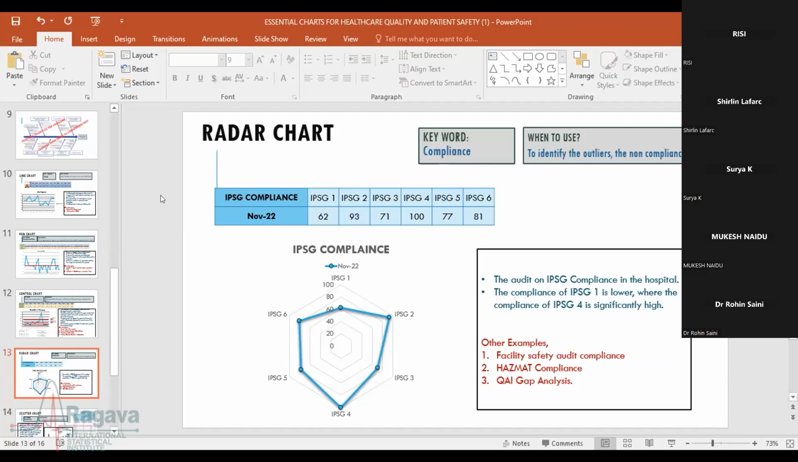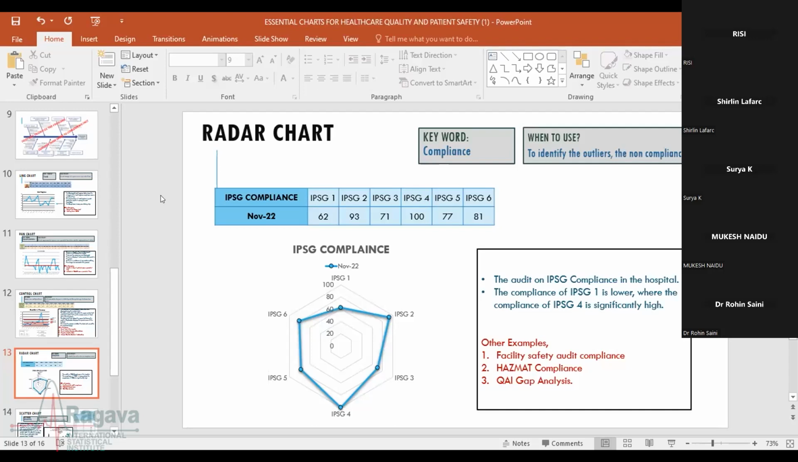Every month there is an IPSG compliance audit happening in an organization, and for a particular month, this is the compliance rate. The same is shown in the radar chart, where IPSG 1 has very low compliance and IPSG 4 has very good compliance. This is a very good pictorial diagram. I will be able to know immediately where I am lying. It shows the outliers and the compliance throughout the month for the standards.